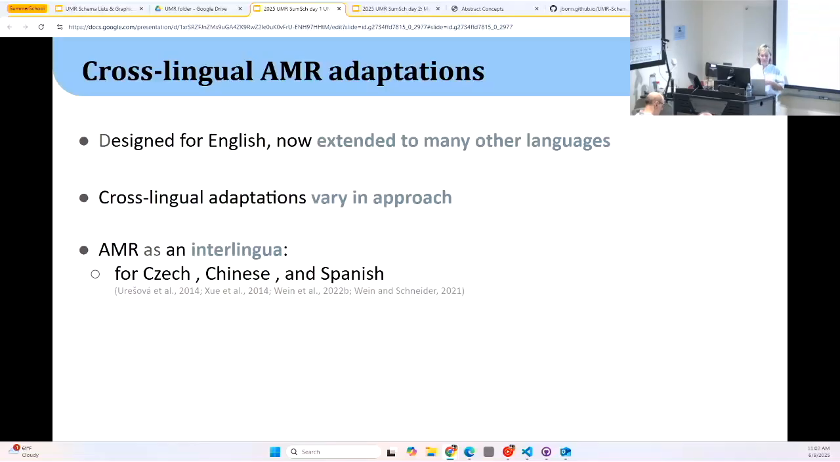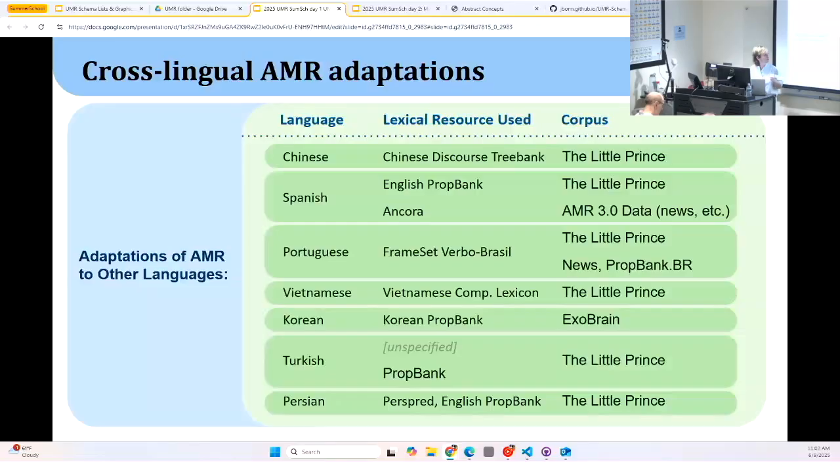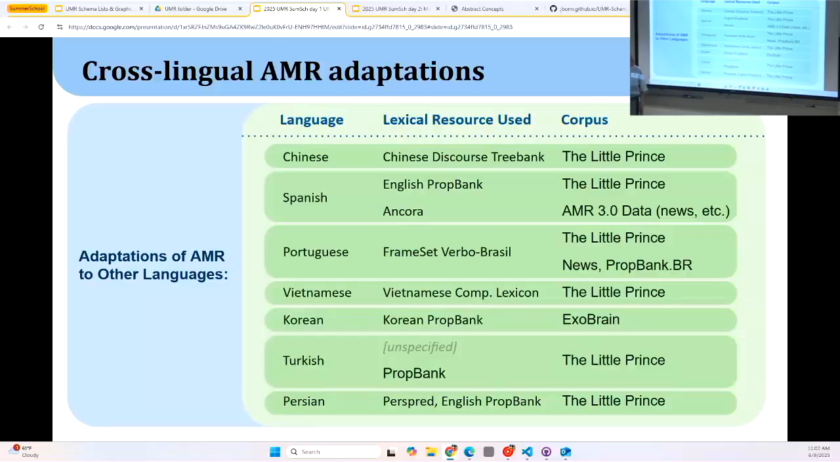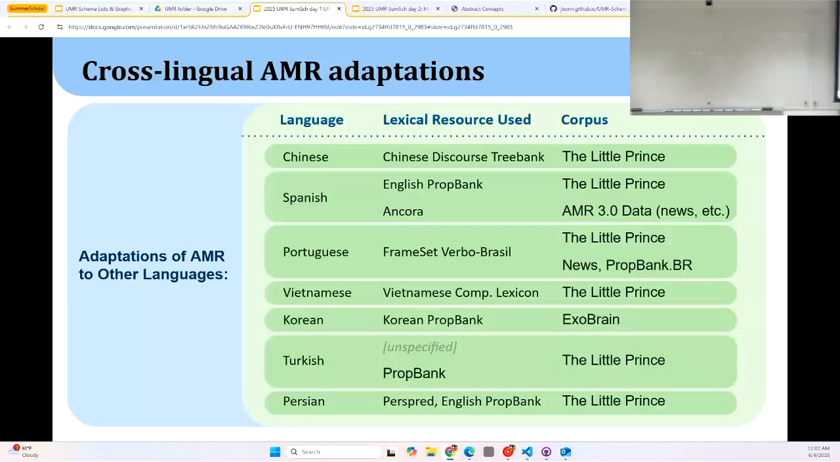But there have been a lot of adaptations done for the languages. These are the ones Shira and I, mostly Shira, wrote a paper about. So these are the ones that we wrote about in the paper. Chinese, Spanish, Portuguese, Vietnamese, Korean, Turkish, Persian. This was a couple years ago. There are more than that now.